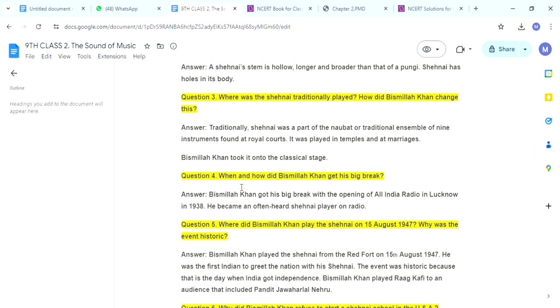Fourth one. When and how did Bismillah Khan get his big break? Answer: Bismillah Khan got his big break with the opening of All India Radio in Lucknow in 1938. He became an often heard Shahnai player on radio.